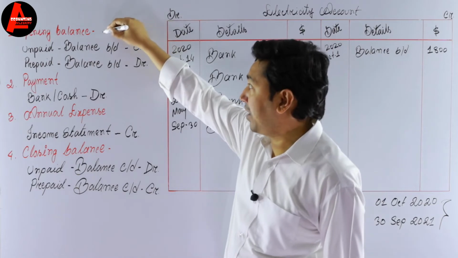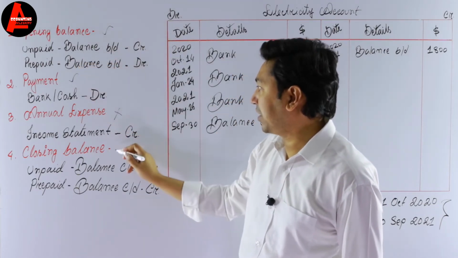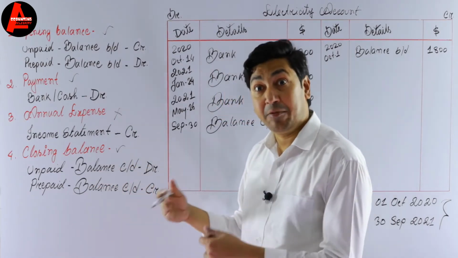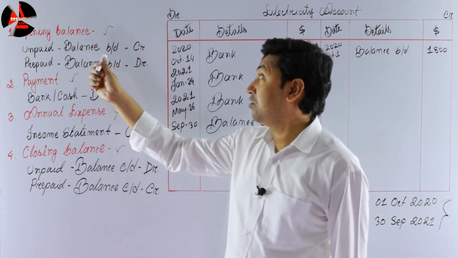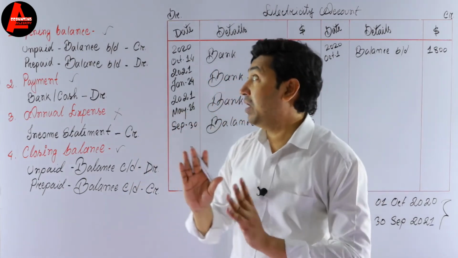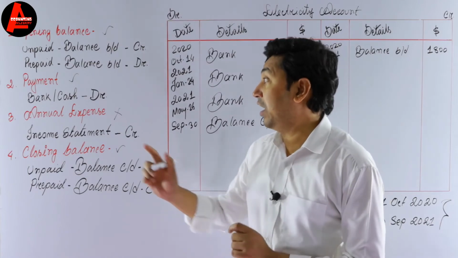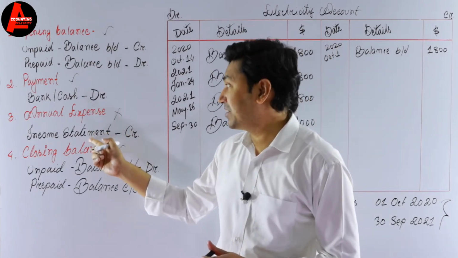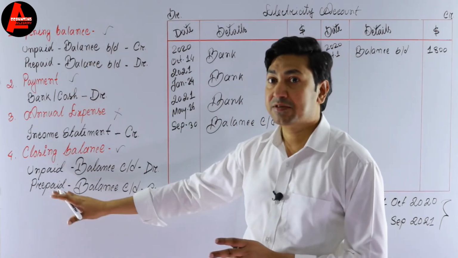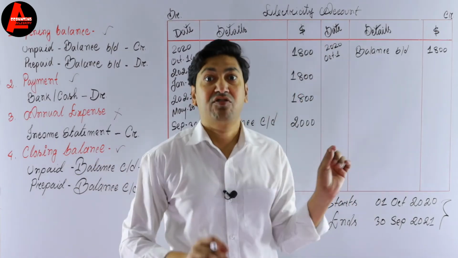So we have closing balance, we have payment. We do not have annual expenses, but we had closing balance. So here we have one closing balance, but you may have two closing balances. Don't be confused. Here we had only the unpaid balance, which was recorded on the credit side, but you may have two balance b/d. Very good. So here we do not have annual expense, which will be recorded as income statement on the credit side. So out of these four items, you must have all four items in this account, otherwise it will be incorrect.